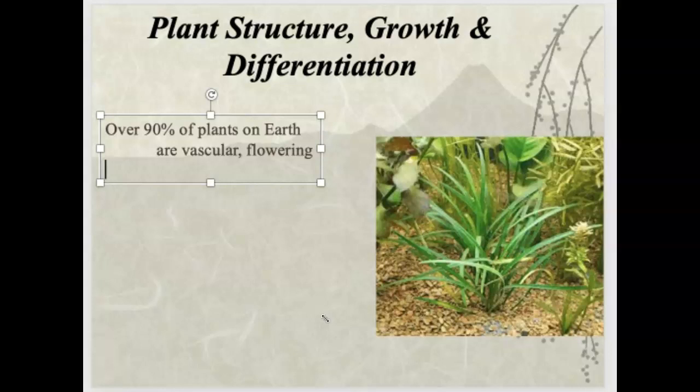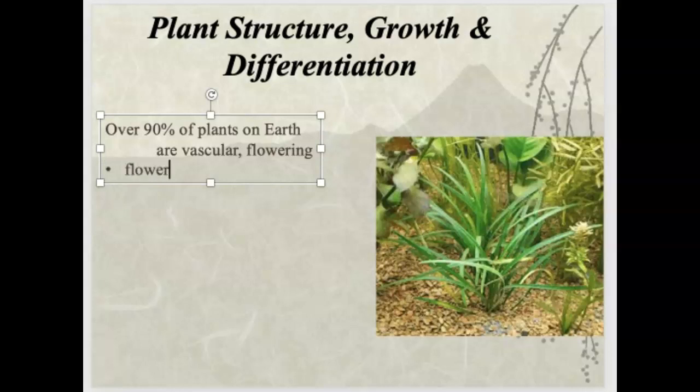Okay, so you look out your window and the odds are the vast majority you see are these vascular flowering plants. They may not be flowering right now, but they are plants that will produce flowers, that will produce seeds. So some of the key points to make about these flowering plants.